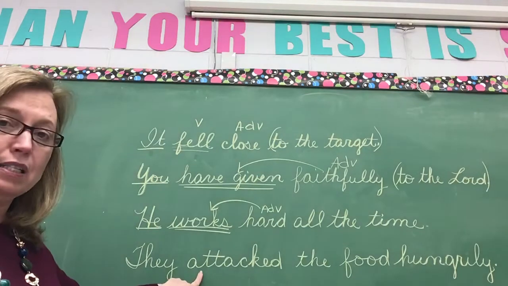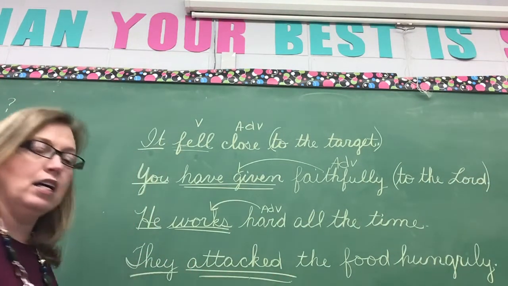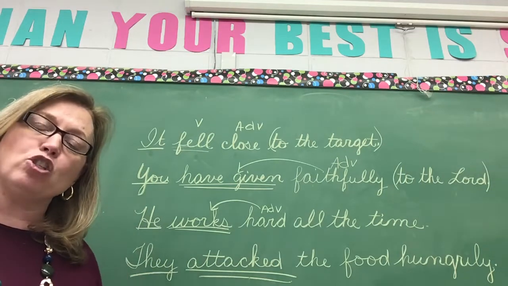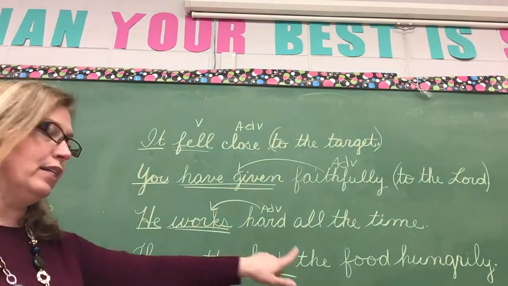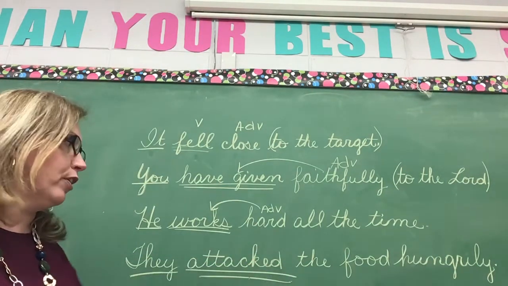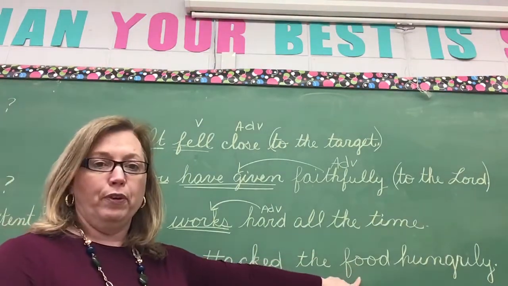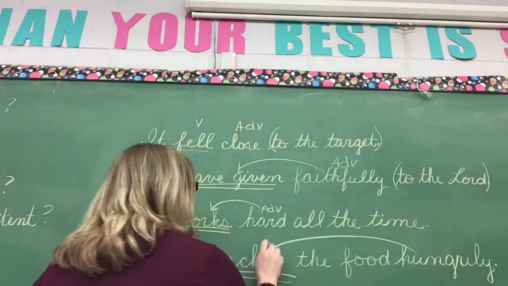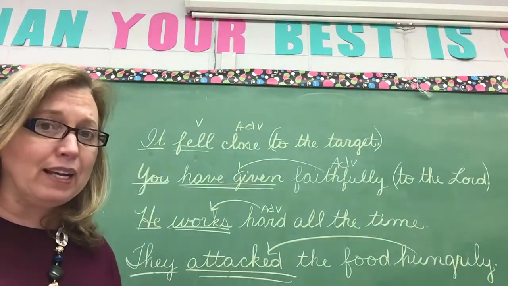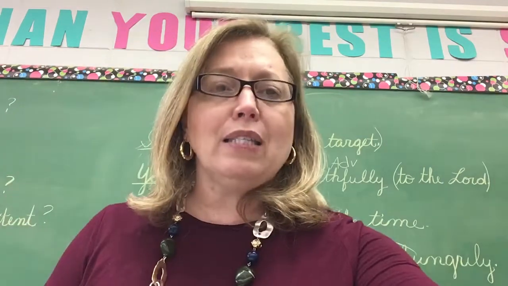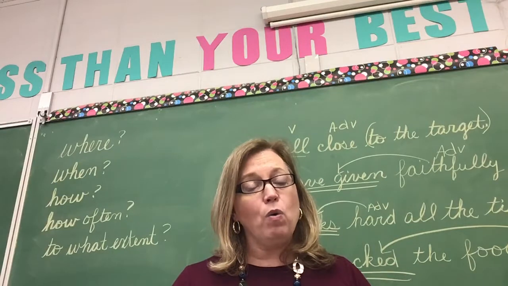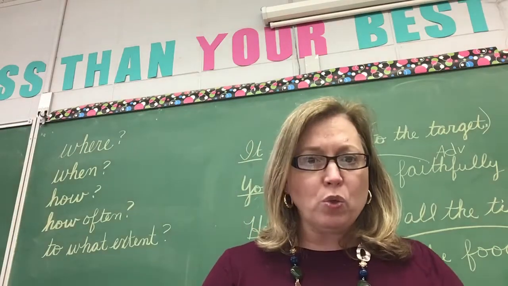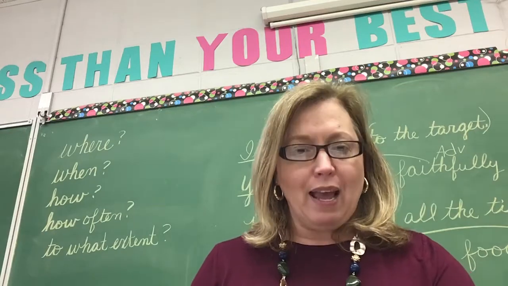Okay? Attacked is my verb. They attacked. They attacked what is my question for you here. They attacked food. If that's true, looking at your verb, what is food? Food is a direct object. Very good. How did they attack? They attacked hungrily. Hungrily is an adverb telling me how they attacked. Remember, an adverb must tell me where, when, how often, or to what extent. It must answer one of those questions. If it answers one of those questions, then it is an adverb.